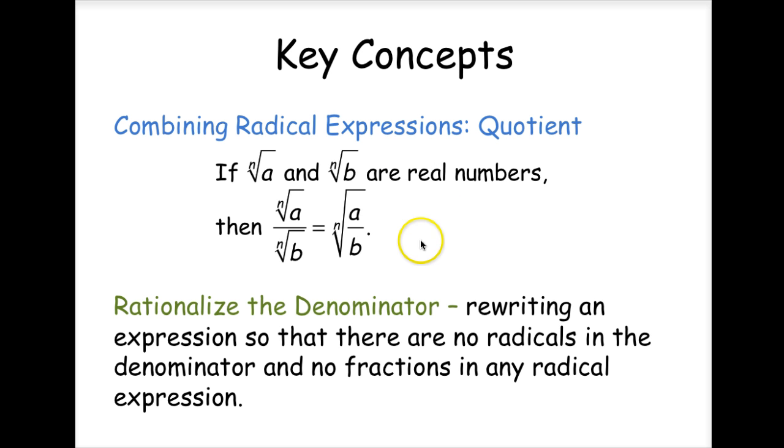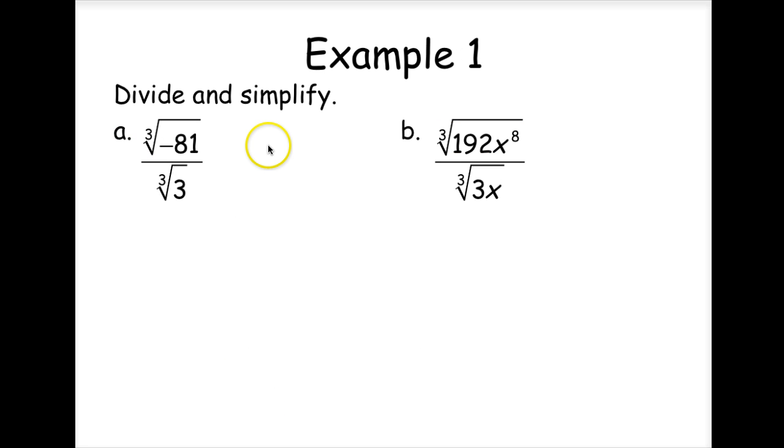Our key concepts. When we're combining radical expressions, we have a quotient. It can be rewritten both ways. The square root of n over a divided by the square root of n over b can also be written as the square root of n a over b. And then rationalizing the denominator is rewriting an expression so that there are no radicals in the denominator and no fractions in any radical expression. Let's see what that looks like.